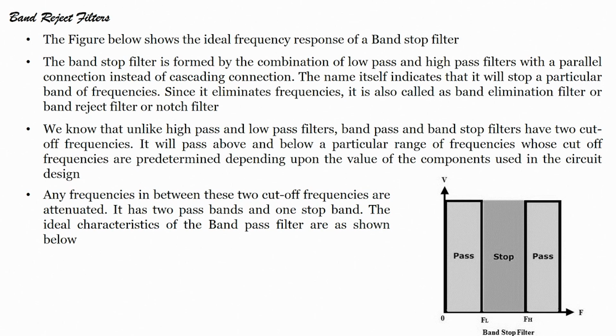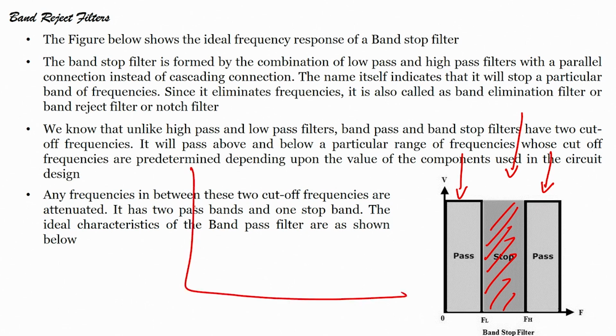Now, once we have seen how band pass filters can be designed, let us see how band stop filters can be designed and what band stop filters, or band reject filters, are. If you see the plot here, this is the stop band, and this is the pass band. So, this is ideal, in actual you will get something like this.